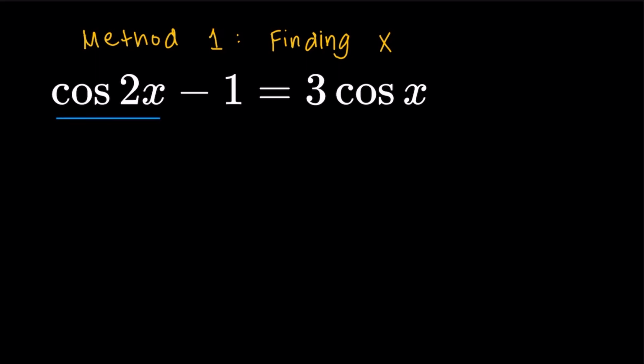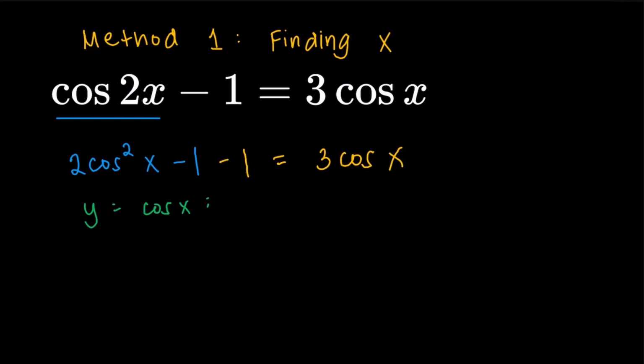The cosine of 2x by the double angle identity, that's 2 cosine squared x minus 1, and I'm just going to copy the rest here. Okay, so that's what I mean by writing everything in terms of one trigonometric function. Technically, if I let y equal cosine x, this equation will become 2y squared, this part becomes minus 2, and then it's going to be equal to 3y.